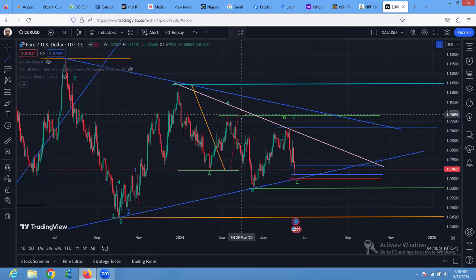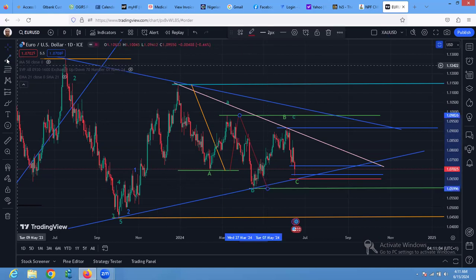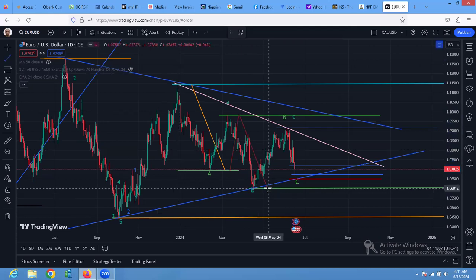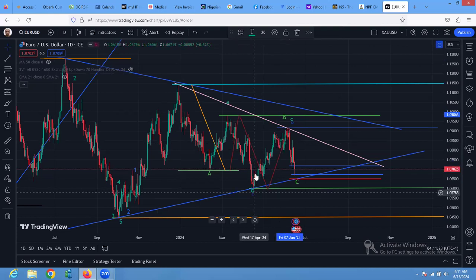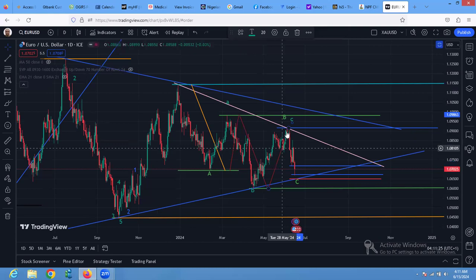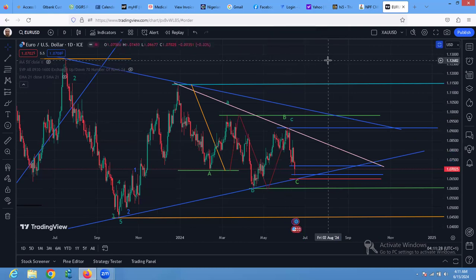Then from the A of a B, we came down to the B of a B, which is a flat in the middle. Then from there, we go to the C of a B, which ended here. And that is a five waves format. 1, 2, 3, 4, 5. So, which is what you expect in C.